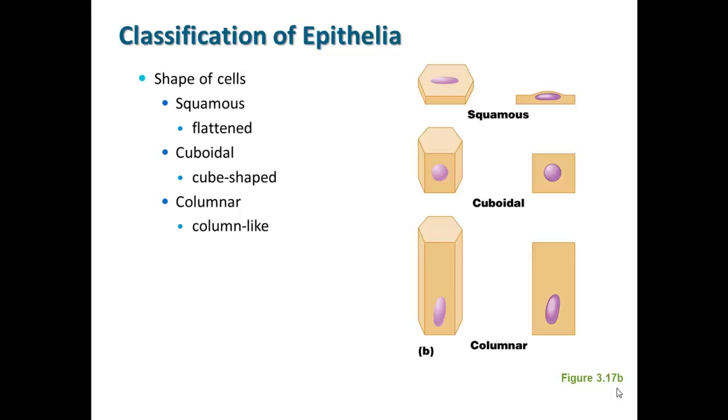The second word in our description relates to the shape of the cells. Squamous means scaly or plate-like, and they have a flat shape. Cuboidal are shaped like cubes, kind of square-looking. And columnar are column-like or rectangular shaped cells.